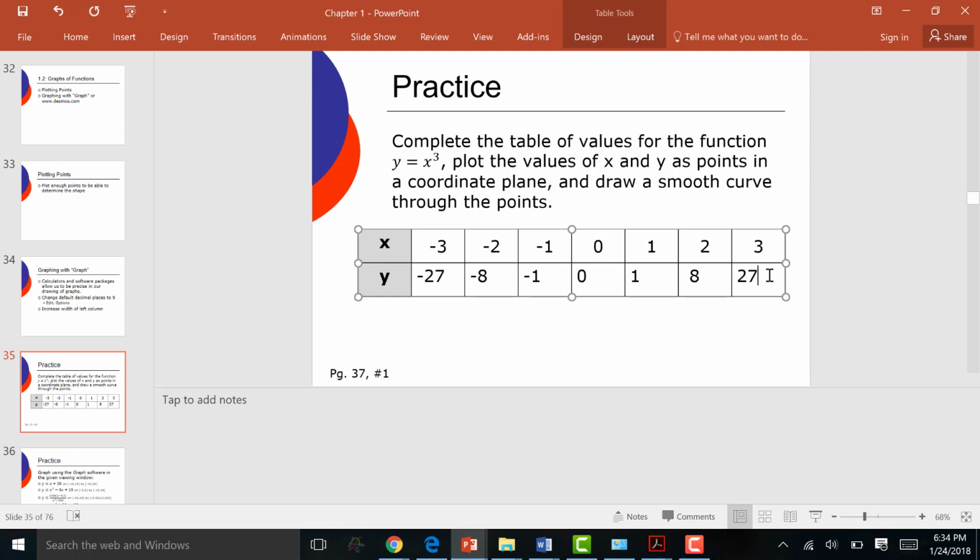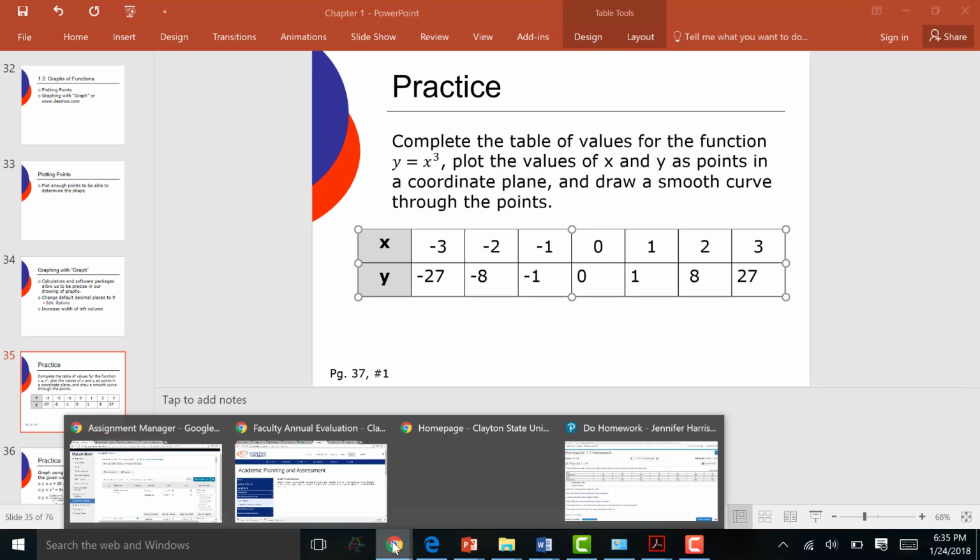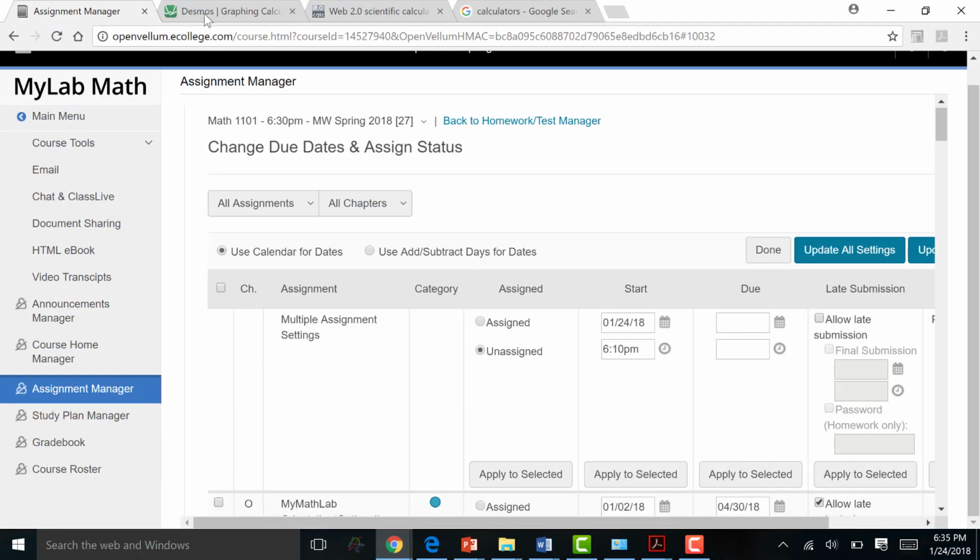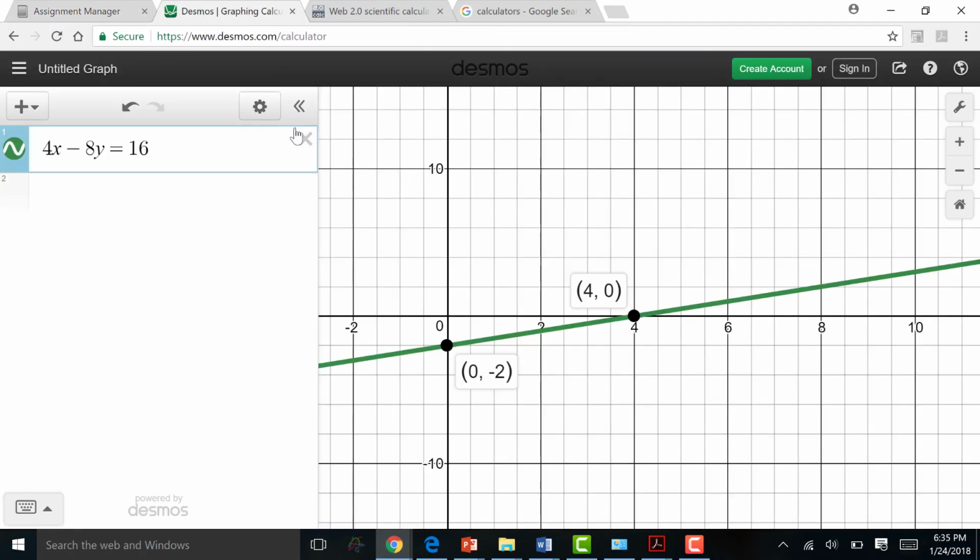What's the first point that you should plot? -3, comma, -27. What's the second point you should be plotting? Okay, the next one? Okay, gotcha. All right, so now what I want us to do is go to Desmos. So let me go find where my Desmos is. Let's see, where is it? So I gotta go find it. Here it is. Delete what was there.